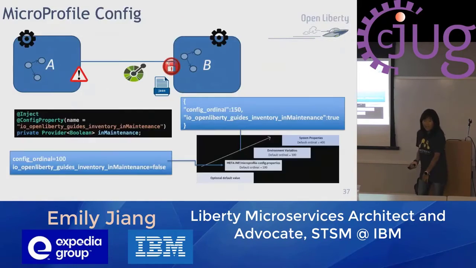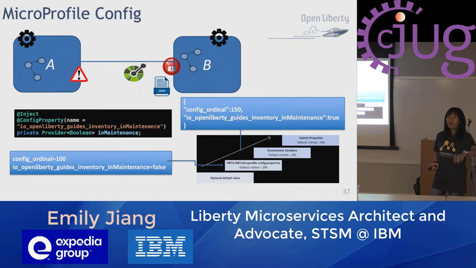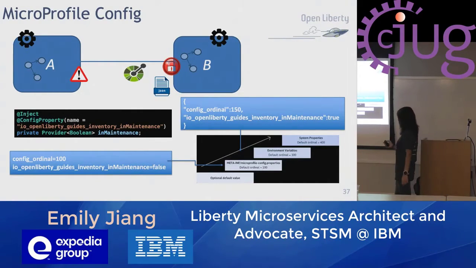So the next one is how can I configure my microservices without having to recode and re-release my microservice? The answer is to use MicroProfile Config. Basically, I mentioned the @Inject annotation. You can directly inject a particular property into your microservices. So in this example, I directly inject this long property into the inMaintenance variable.